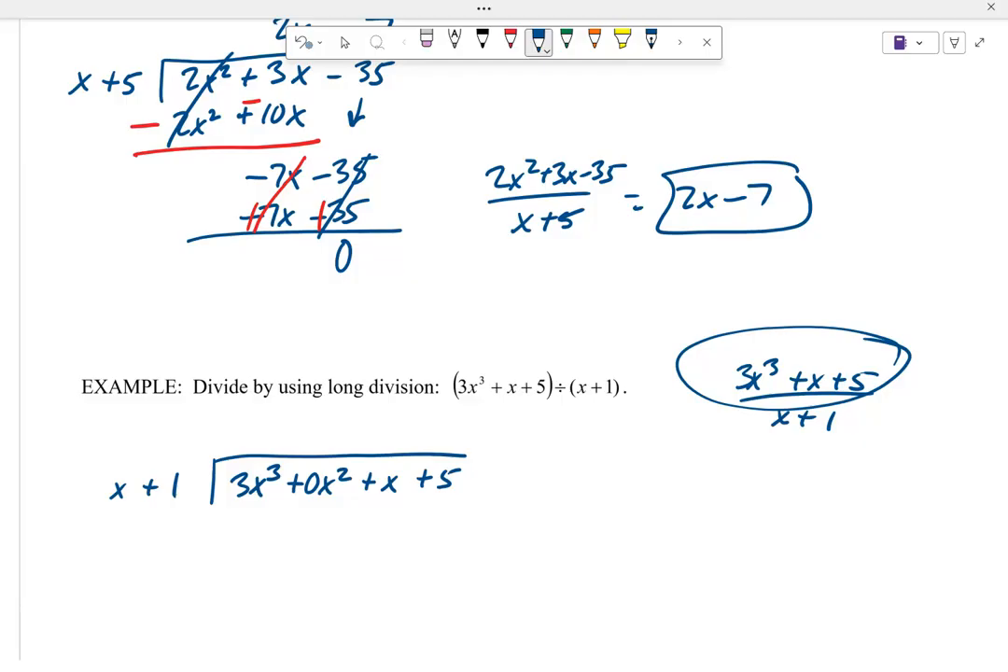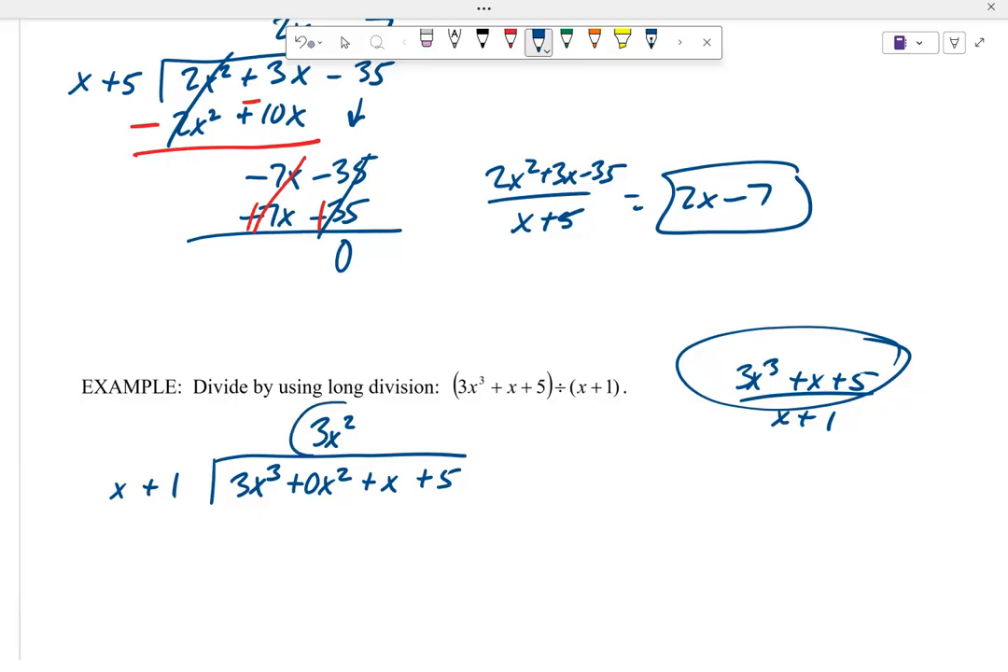And now I'm thinking to myself, what times x gives me 3x cubed? Or if you want to go backwards, just take 3x cubed divided by x. But what times x gives me 3x cubed? Hopefully you say, yes, perfect, 3x squared. Put it above the other x squared term, so we know when we finish. It's just a nice way to organize this.